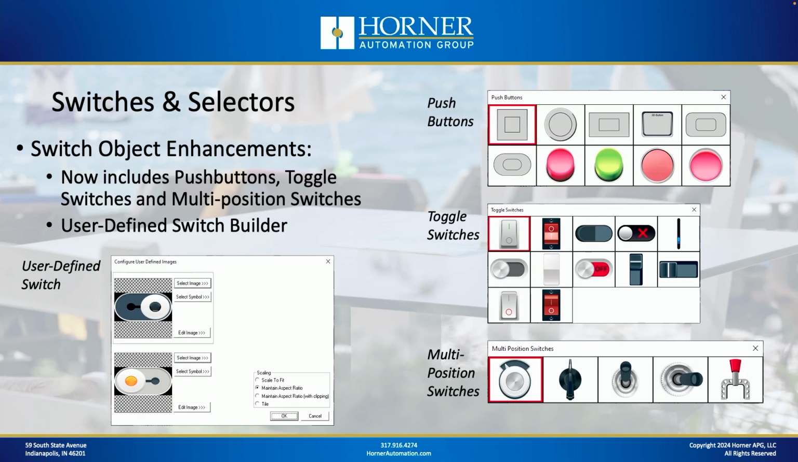Similarly, as indicators are a basic building block for displaying the status of Boolean variables, switches and selectors are kind of the basic building blocks to give the operator the ability to turn Boolean variables on and off. So we've really expanded the switch object now to include more than just simple push buttons. It now includes toggle switches, multi-position switches, slide switches, all of those things that you would expect for the ability to manipulate a Boolean variable, but now you have many more visual graphic options in order to display that.